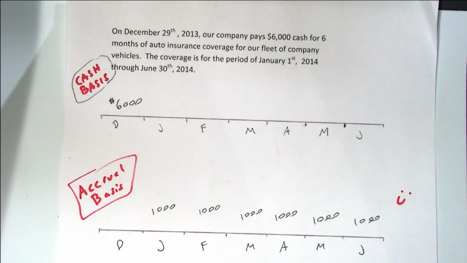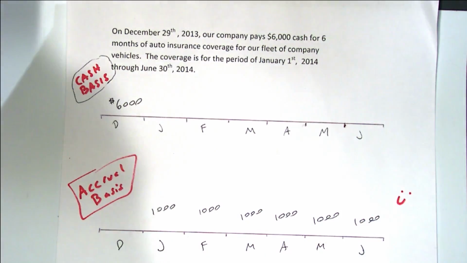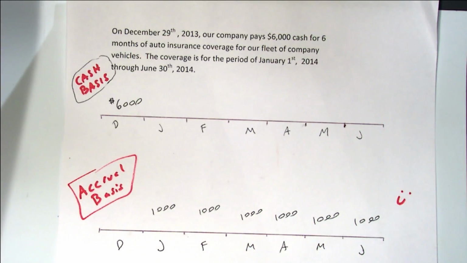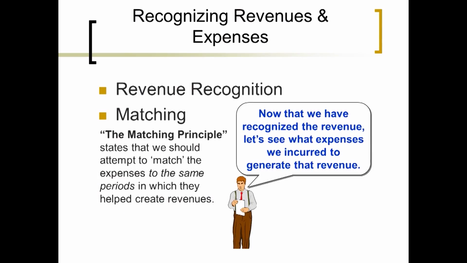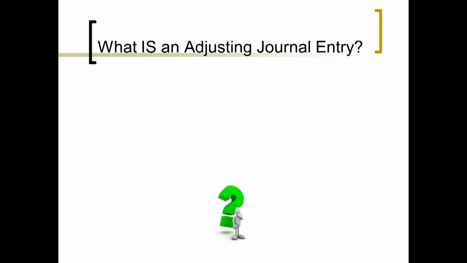Are you with me? Now, what we're going to do so that we can abide by the accrual basis and follow the matching principle and the revenue recognition principle, we are going to learn about an adjusting journal entry. An adjusting journal entry.